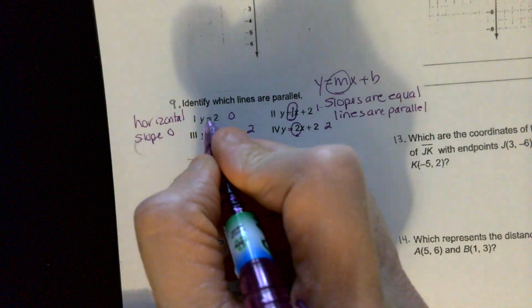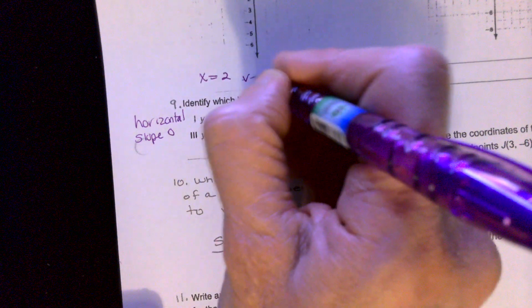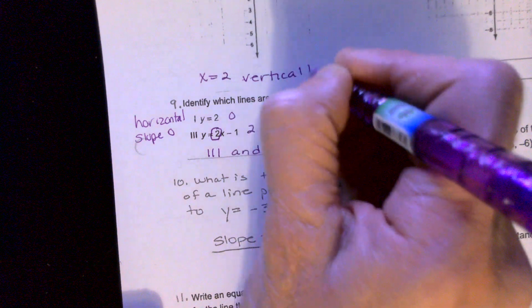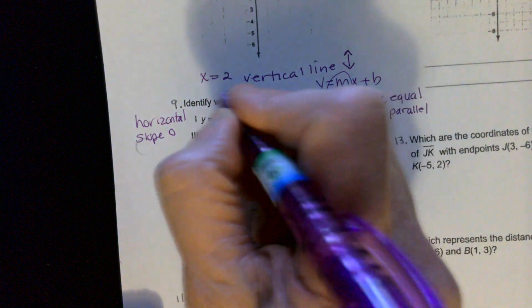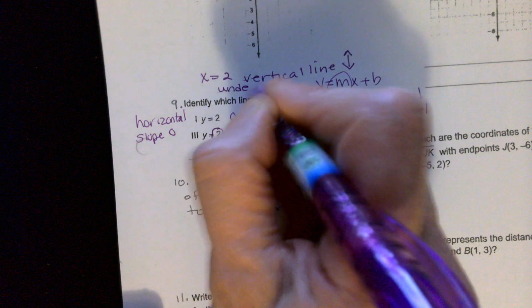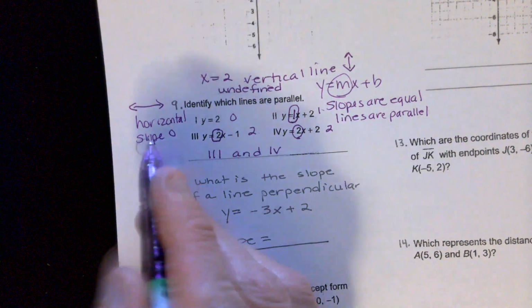And remember the other, this is x equals, like, let's say 2 is a vertical line. That goes up and down, and that has an undefined slope. This one has a slope of 0.